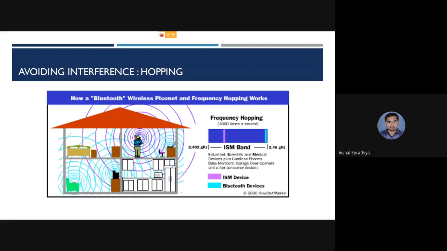You can say the frequency is going to change across the entire ISM band of 2.402 to 2.48 gigahertz. With this particular range, the entire frequency is going to hop 1600 times in a second. So what is the overall range? 2.48 minus 2.402.